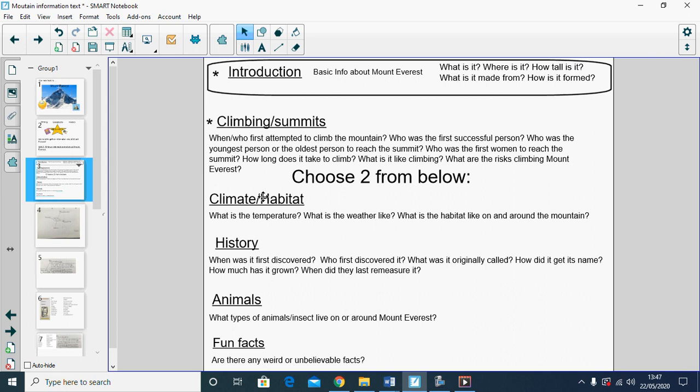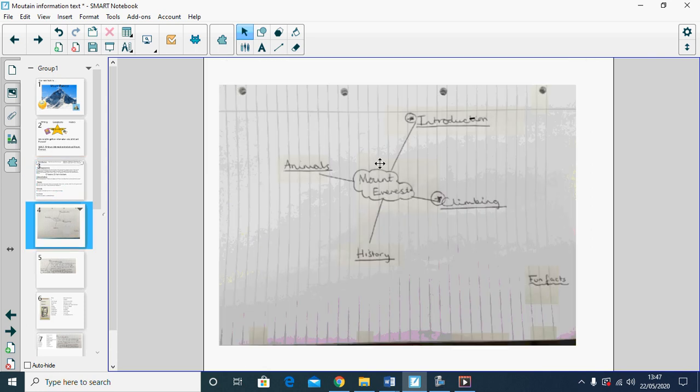Okay, so you know that you're doing these two paragraphs, and then you pick your other two paragraphs. Now you can choose more than two if you want to challenge yourself, but remember it's completely up to you. So here's my plan. I've put Mount Everest in the middle. I know I need to include an introduction, and I know I need to research about climbing, and then I've chosen to do about the history because I found that quite interesting, and then I've also chosen to do about the animals because in 5EZ we're quite big on animals, and we've adopted an orangutan, so we quite enjoy learning about animals.